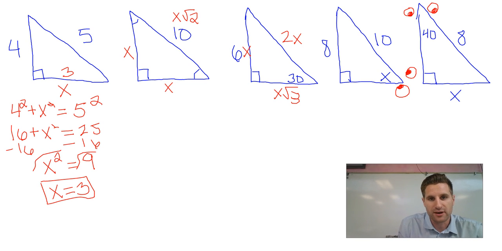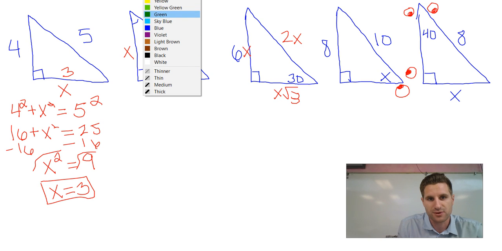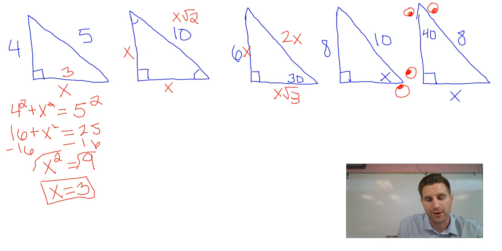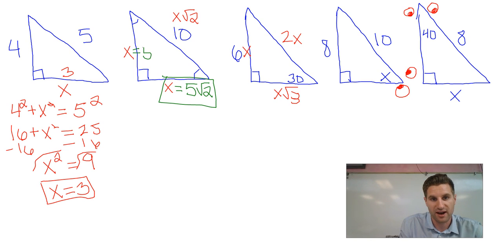Alright, on this one here, we got x rad 2. I'm going to use a different color actually. I should have done that in the last one. I apologize. So we'll put our answers in green. 10 is in the x rad 2 position. To find x, we divide by rad 2, so this is actually going to be equal to 5 rad 2. And this one's going to be equal to 5 rad 2.